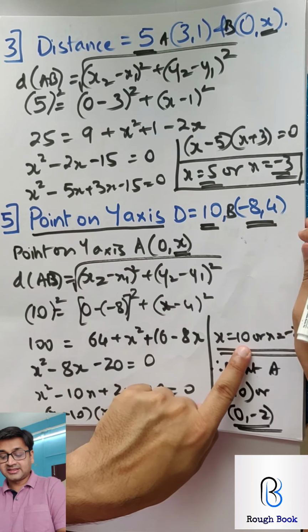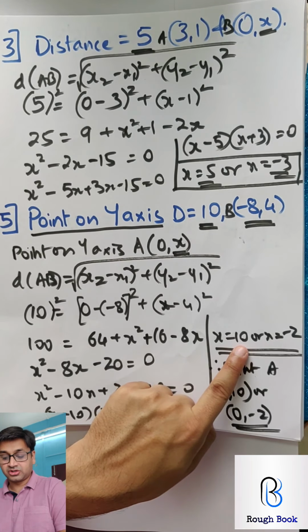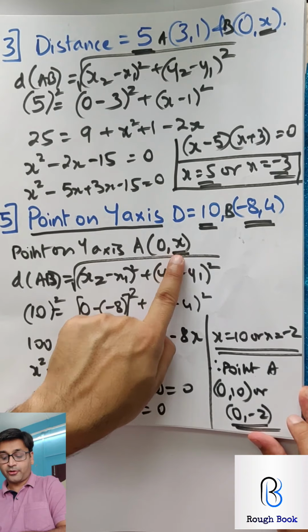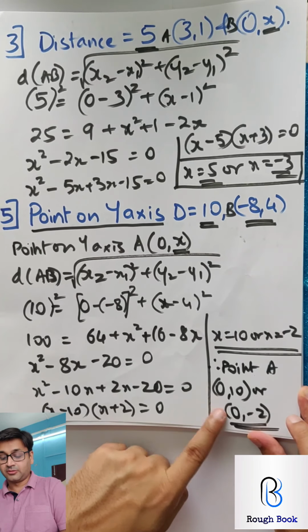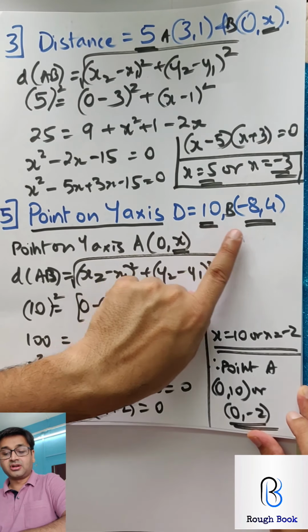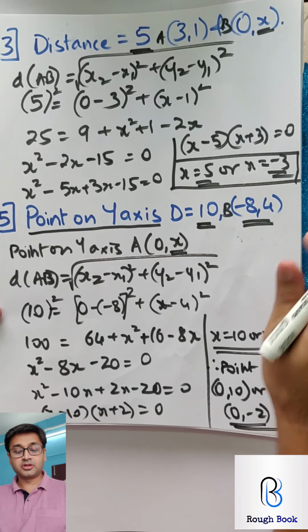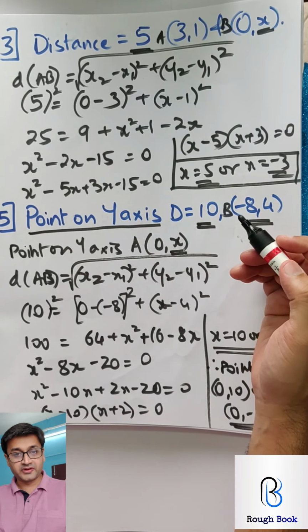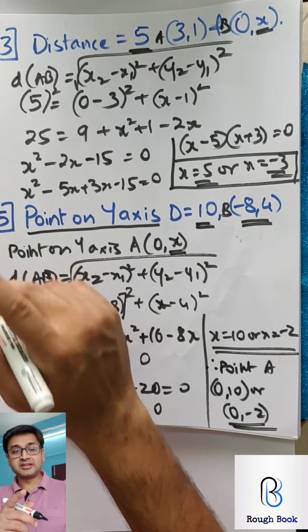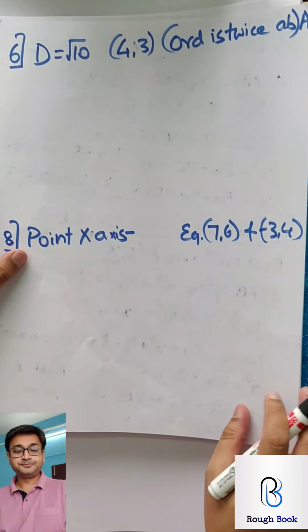Did you get it? Don't stop at x now, otherwise your 1 mark will be lost. You will have to go to this particular point and say that these are the possible points for a distance of 10 from B. Do you get it? This is a very important question because they can also give you from the point of view of x-axis. So put a star beside it and see to it you practice it well.